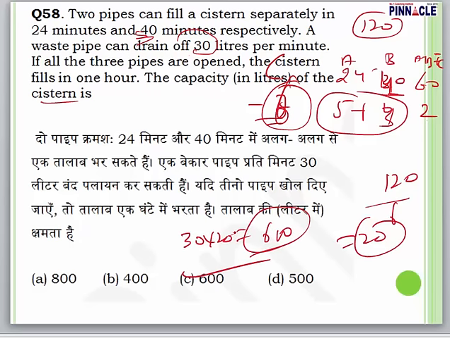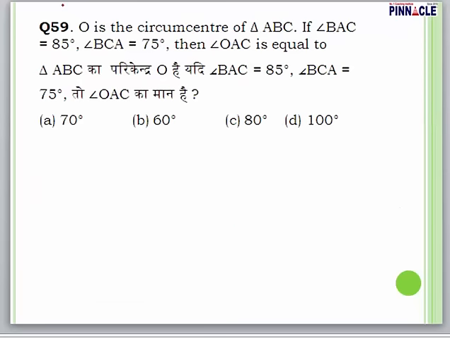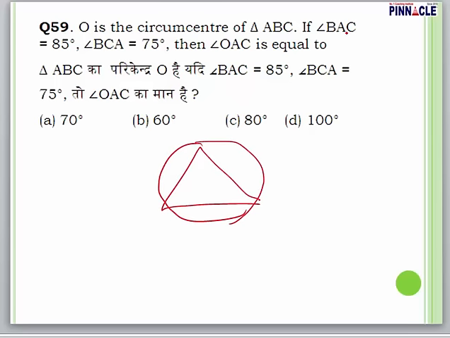Question number 59. O is the circumcenter of triangle ABC. This is the circumcenter. BAC is 85 and BCA is 75, B, C and A, it means this is 75 total. And we have to find the value of OAC, this angle at A. This is the value we have to find.